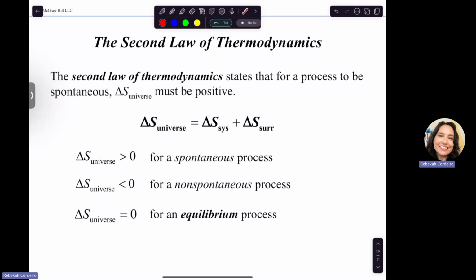So if it is a spontaneous process, the entropy change of the universe is positive. If it's non-spontaneous, the entropy of the universe would be negative, for a process that's not going to happen unless we put a bunch of energy into it. And if you have an equal sign here, it's called an equilibrium process, which we'll talk about a little bit more later.